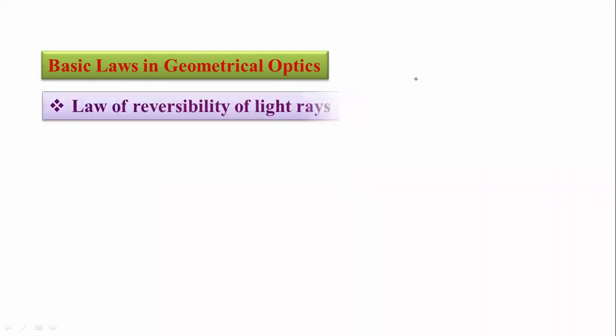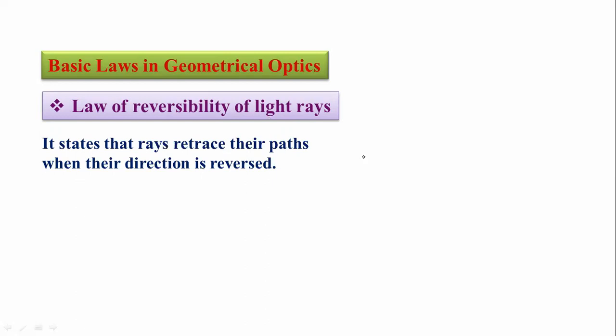Next comes the second law, the law of reversibility of light rays. What do you mean by the law of reversibility of light rays? Reversibility means something which gets reversed. It states that the ray retraces its path when the direction is reversed. What is the meaning of this? For example, the light is traveling in this direction. When the direction of this light is reversed, that means it is moving the other way. So what I'll do now is reverse this direction. When I reverse this direction, what happens?